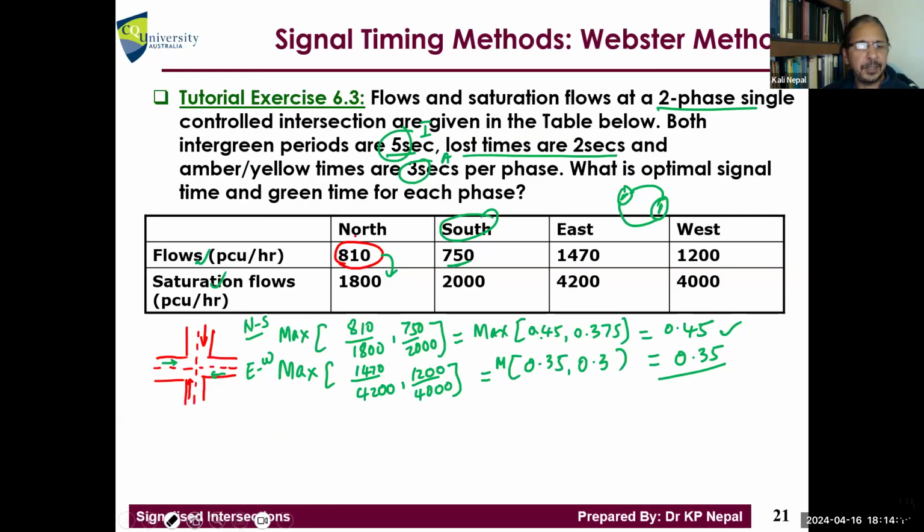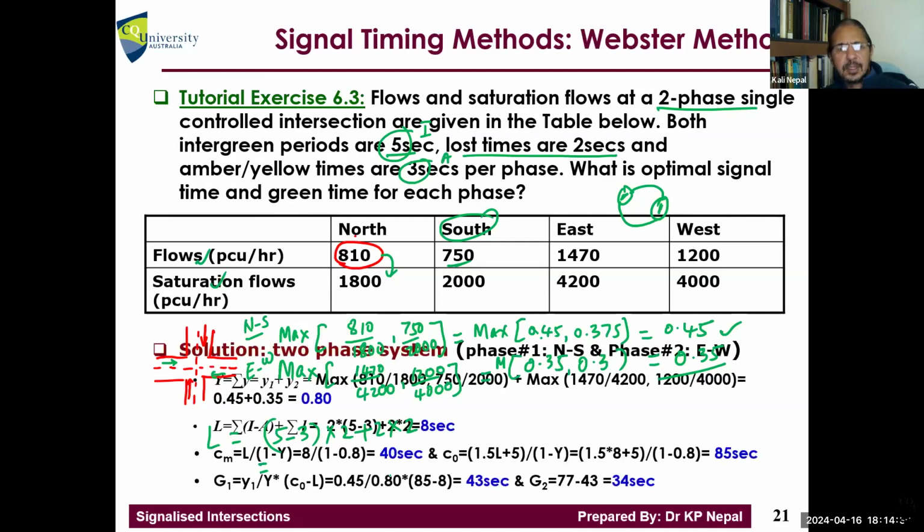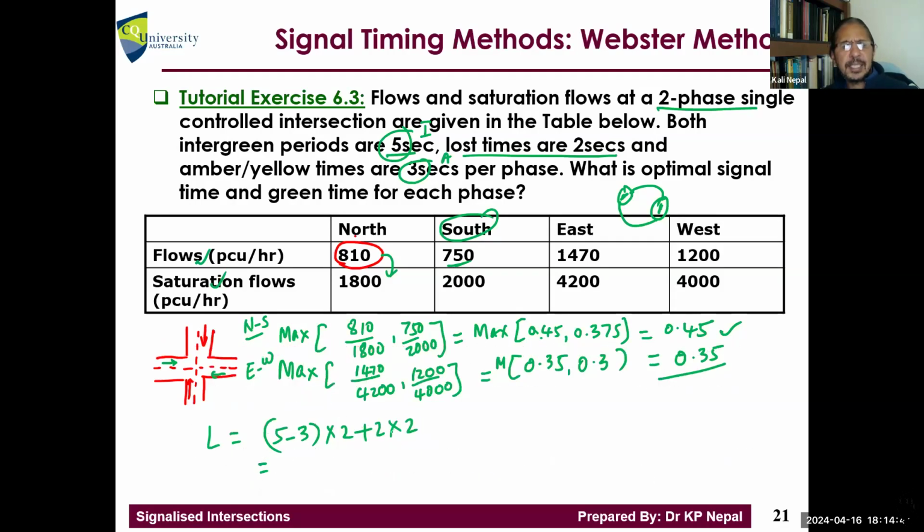Can I write the equation now? L must be I minus A, which is 5 minus 3. There are 2 phases, times 2, plus 2 times 2. Is that good? How much would it be? Lost time, right? How much is that total? 8 seconds, right? Total lost time is 8 seconds.